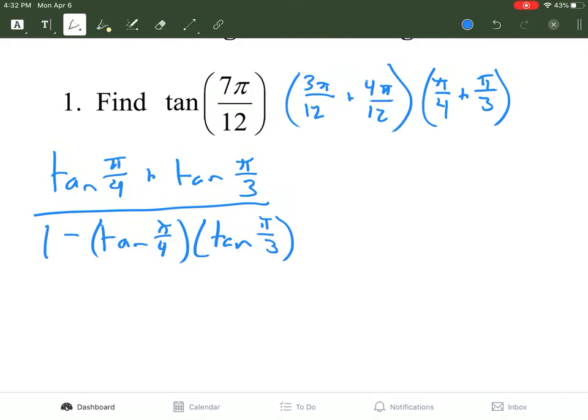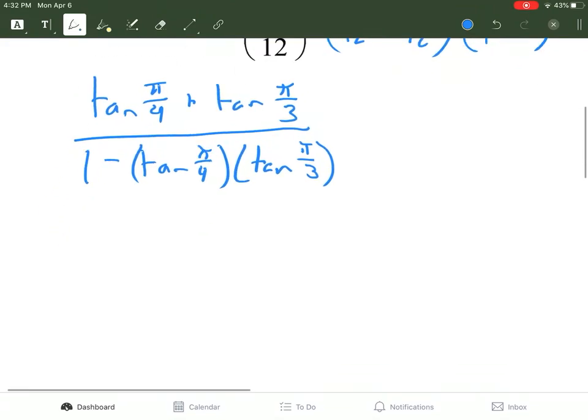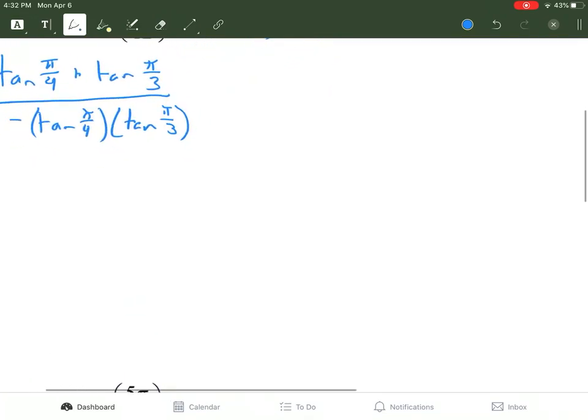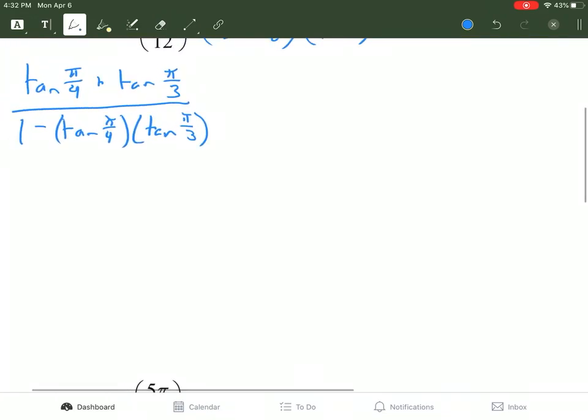Okay, so next what we're going to do is figure out what the tangent of pi over 4 is and the tangent of pi over 3 is. Let's do that down here. So for pi over 4, if you go to your unit circle, you're doing y divided by x. Pi over 4 is nice because it's root 2 over 2 divided by root 2 over 2. So I'm going to write that down. So tangent of pi over 4 is equal to root 2 over 2 divided by root 2 over 2. Since you're dividing something by itself, that's going to equal 1. So that's nice.